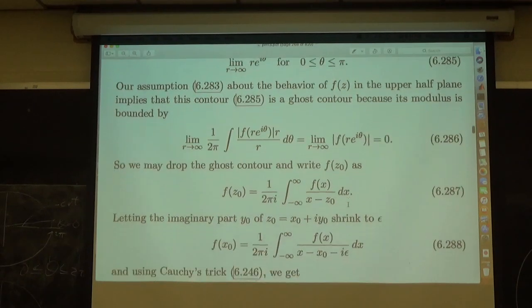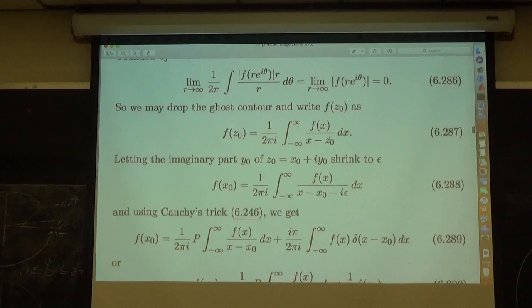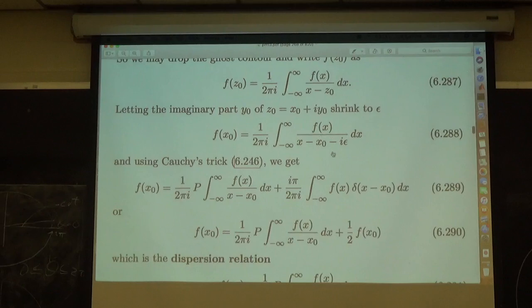And f of z0 then is just an integral on the real axis. We then want to make contact with Cauchy's principal value, and so we bring z0 down to the real axis. And so we have f of x0 is 1 over 2 pi I, integral of f of x along the real axis, over x minus x0 minus I epsilon. We apply Cauchy's trick, and this becomes principal part plus I pi delta, and that gives us 1/2 f of x0 on the right-hand side of Cauchy's principal part.